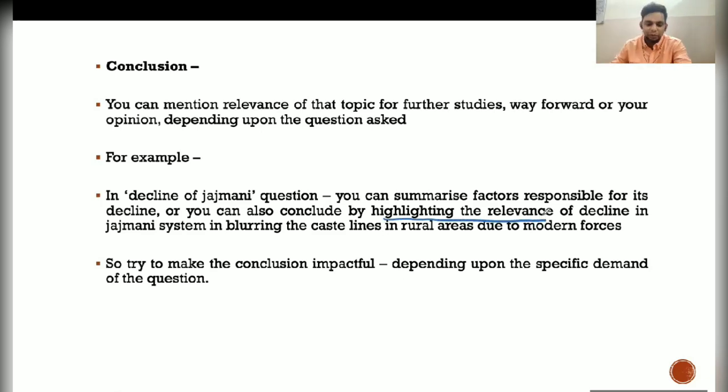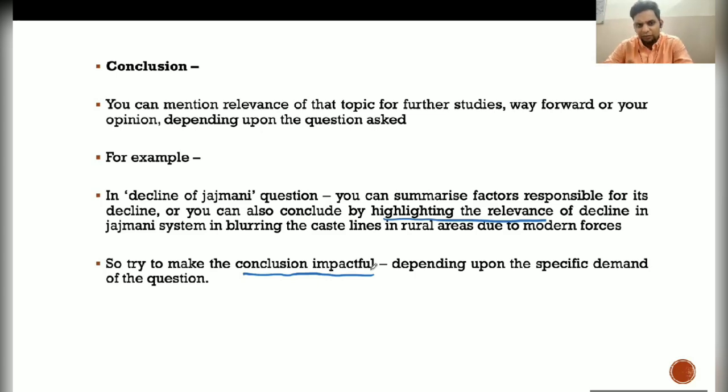Now, if it is about Jajmani, you can talk about the decline in it. If it is about dominant caste, you can talk about the relevance today, and so on. Try to make the conclusion impactful. That's the basic funda here. If the conclusion is impactful, it does your body a great service.